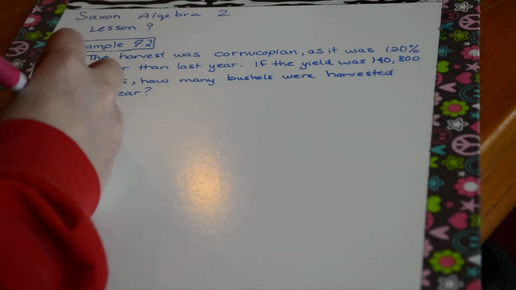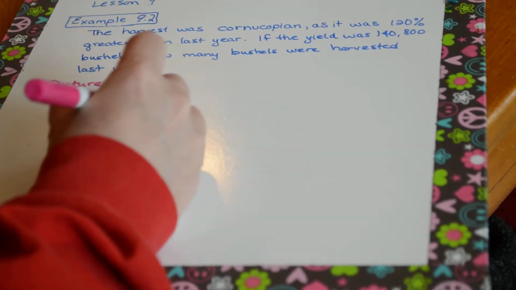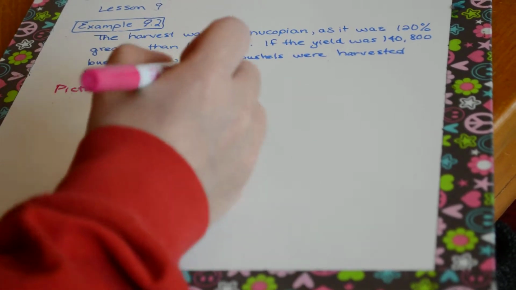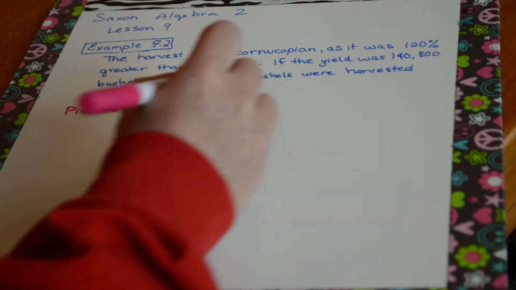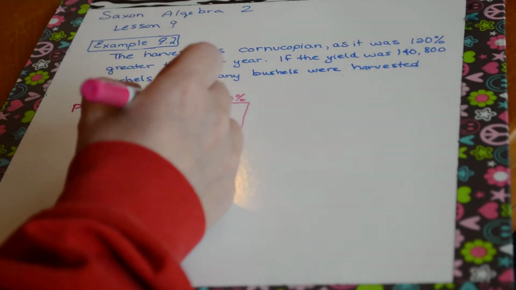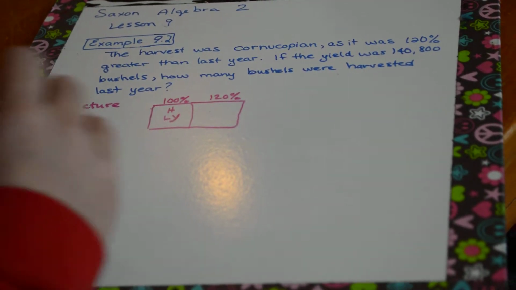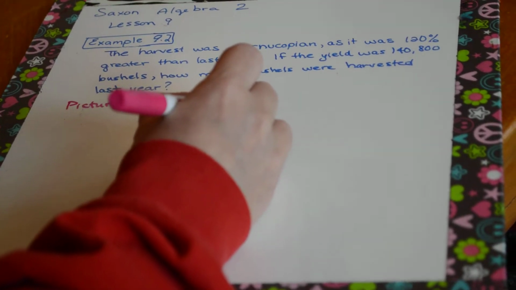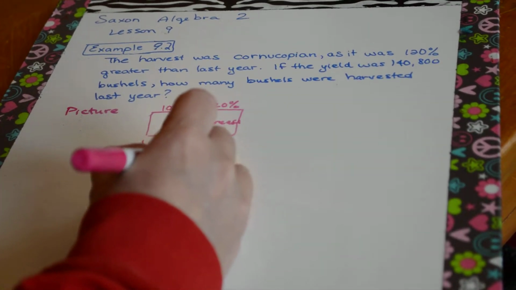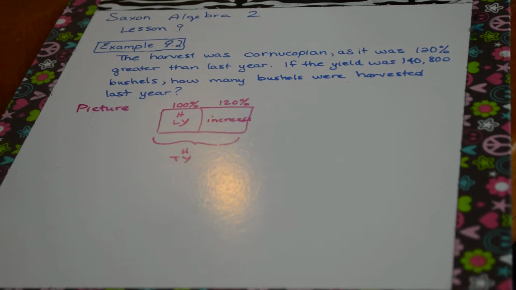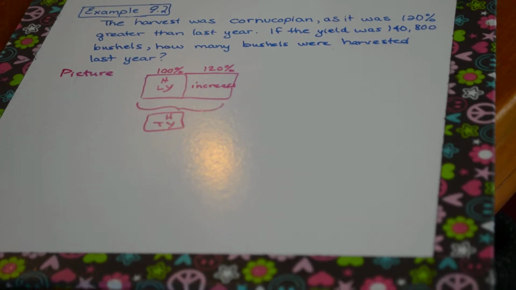So the first thing I want to do is my picture. I have my picture of last year's harvest. And then I have some increase, and it's 120%, so I'm going to draw it just a little bit bigger than last year. I know that last year is my 100%, and this is basically the increase. Then all together, this is the harvest for this year, and I'm trying to solve for the harvest for this year. So that's what we're trying to figure out here.